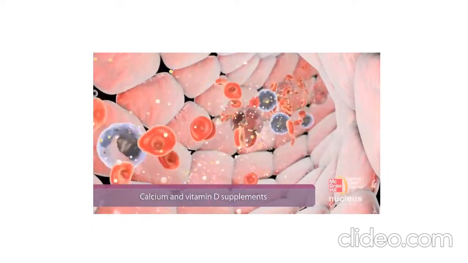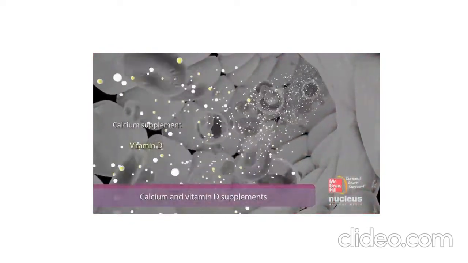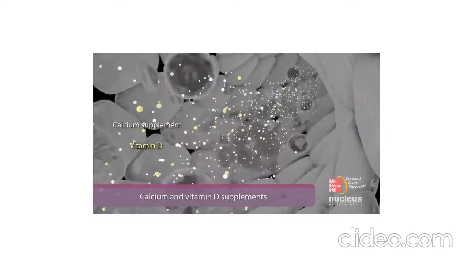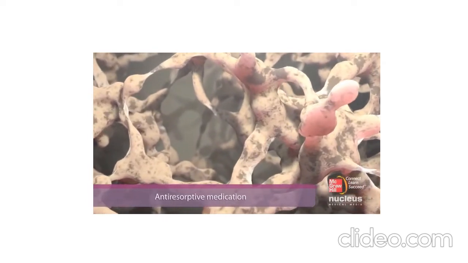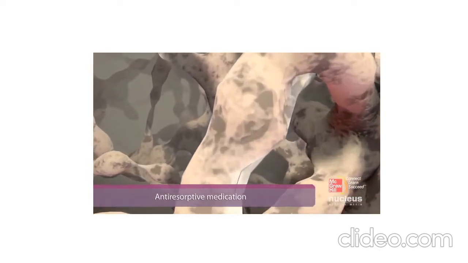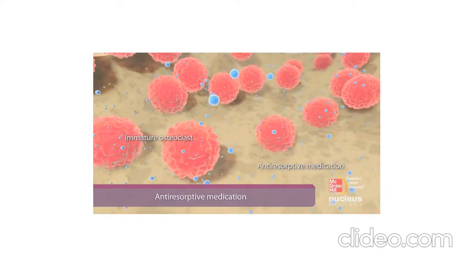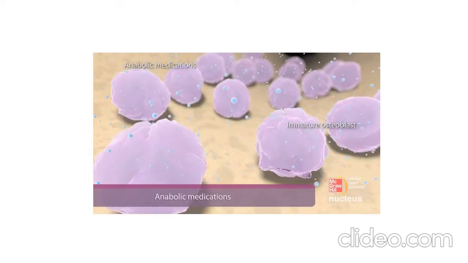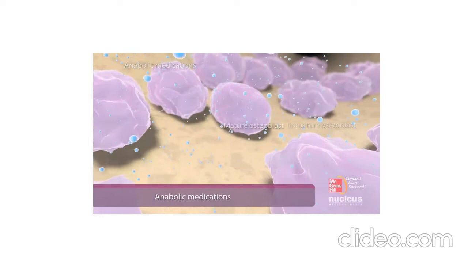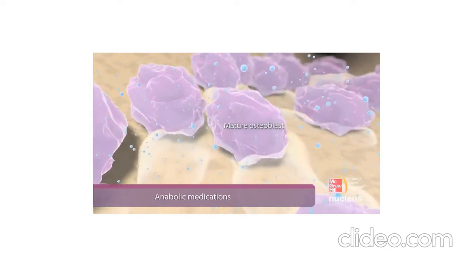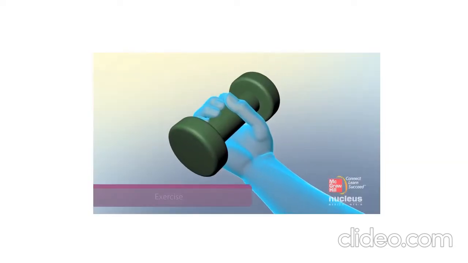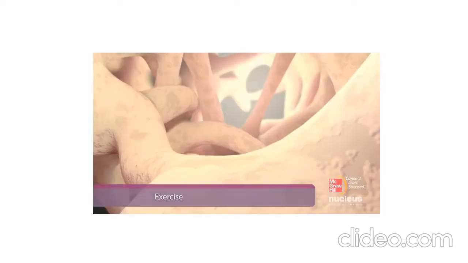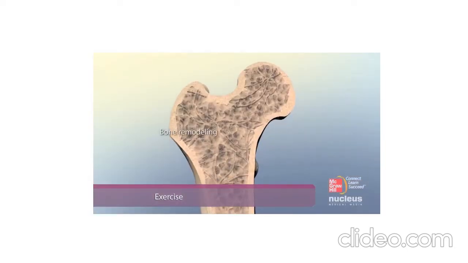Treatments for osteoporosis include calcium and vitamin D supplements to help maintain blood calcium levels, anti-resorptive medications that promote bone strength by preventing osteoclast activation and excessive resorption, anabolic medications which increase osteoblast activity and promote bone formation, and exercise, including weight-bearing activities, which add stress to bone, promoting remodeling.